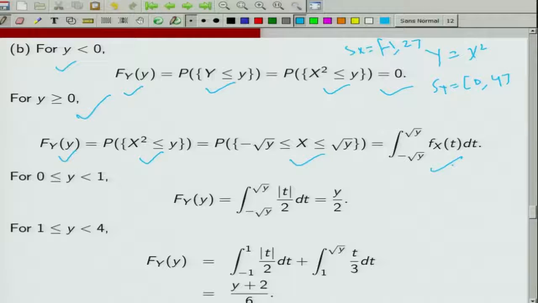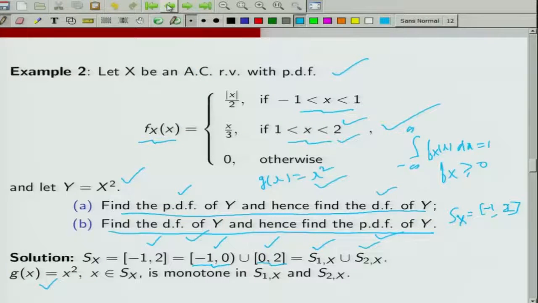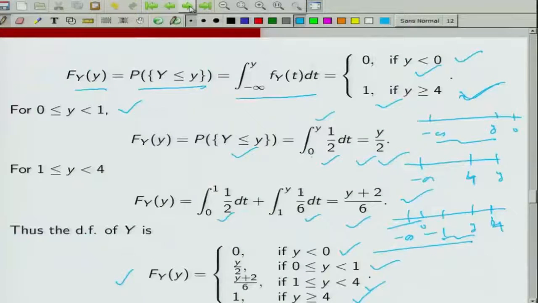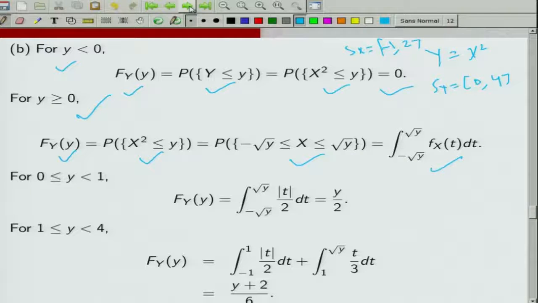Now note that my PDF is in branches. It is mod of x by 2 if x is between minus 1 to 1, x by 3 if x is between 1 to 2. So my f_X(x) is mod of x by 2 if x is between minus 1 to 0, and x by 3 if x is between 1 to 2. Right? So I have to integrate this PDF. Now it will depend on where my y is.